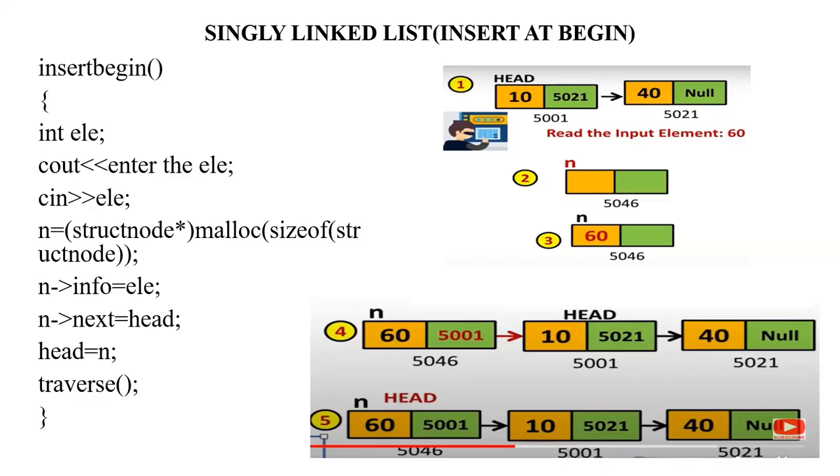For this node, there are two parts. The information part is going to contain the data which you have entered just now, that is 60. And the link part is going to be the head. Initially, what was the head pointing to? It was pointing to 5001. So now that 5001 is going to be in the link part. That is, in the node which you have created, the link part is going to contain the address 5001. Now the head pointer is going to be moved to the new node which you have created, that is CF. So this is the way you will be inserting a node in the first position, the beginning position.